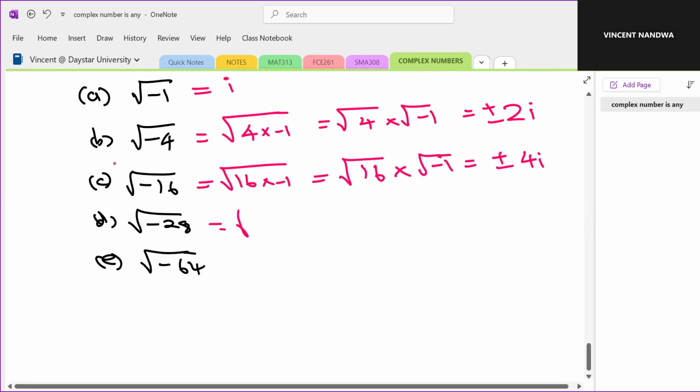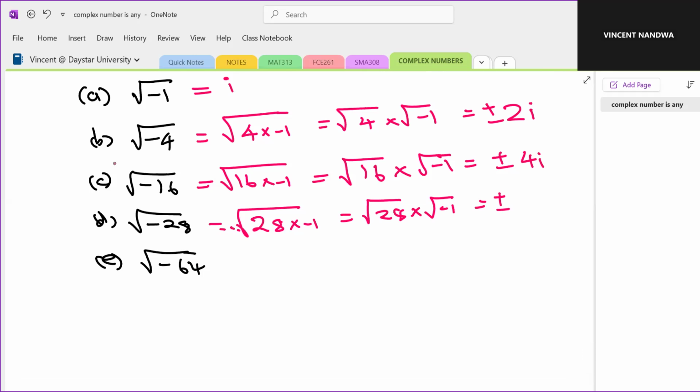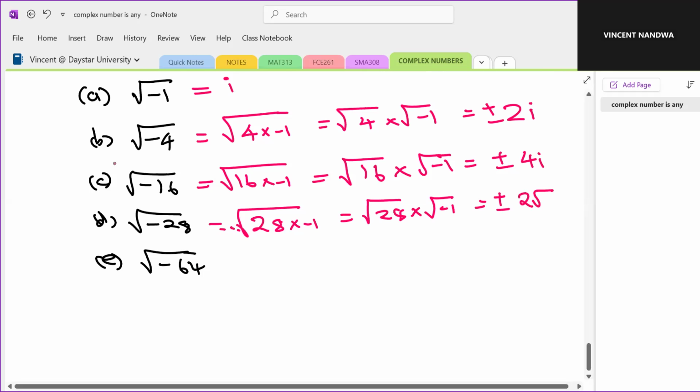Then this is the same as square root of 28 times -1, the same as square root of 28 times square root of -1. And square root of 28 is plus or minus 2 root 7, then times i.